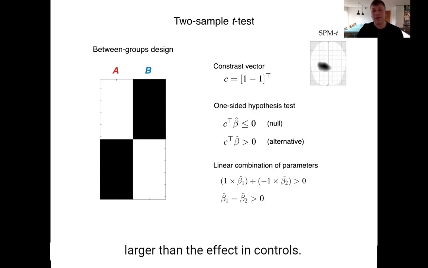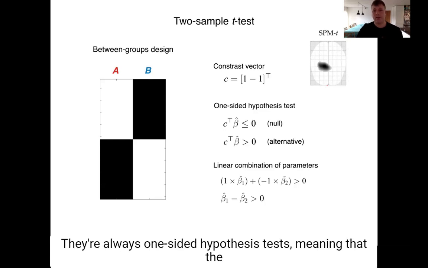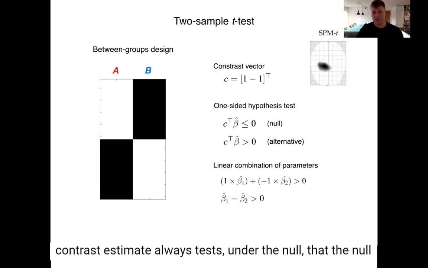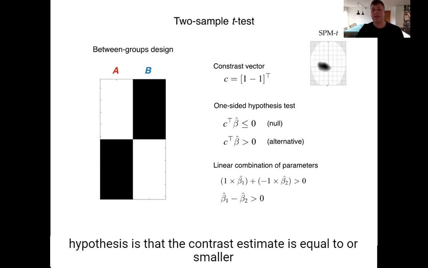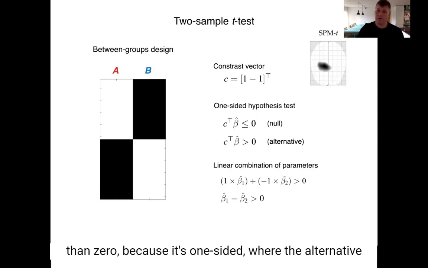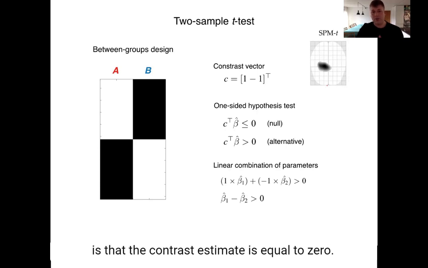And in SPM, the t-tests are always one-sided hypothesis tests, meaning that the null hypothesis is that the contrast estimate is equal to or smaller than 0, because it's one-sided, where the alternative is that the contrast estimate is greater than 0.